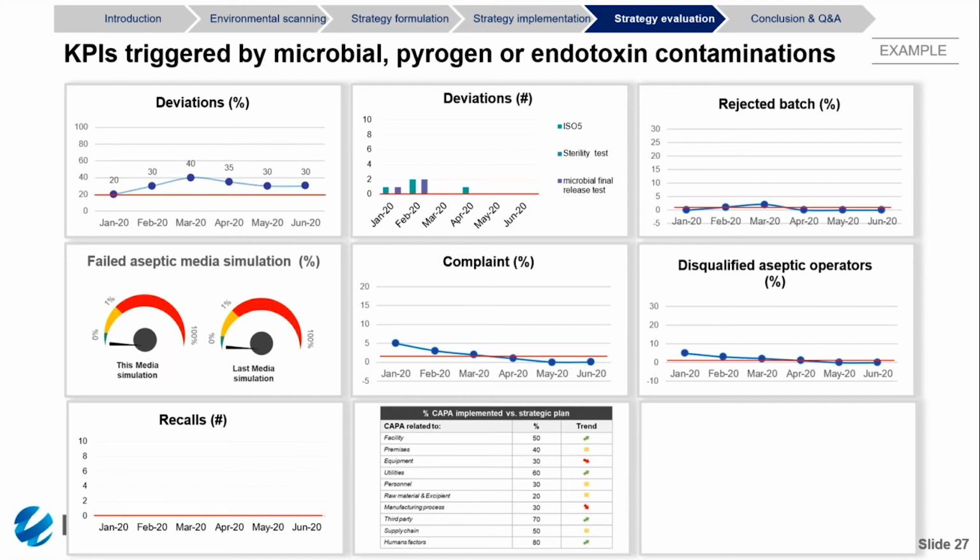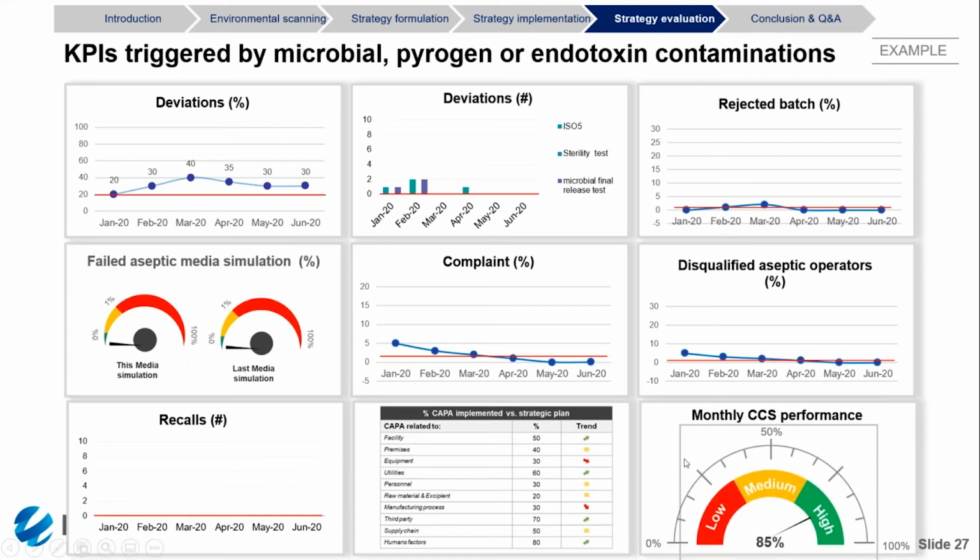But really it is what I have identified during the strategy evaluation, the elements or CAPA that I need to implement through the facility, premises, equipment, utilities, personnel, etc., to be able to reduce my overall risk, based on the previous slide that I showed you, and see if there is an increasing trend in implementation. So green, orange means there is a standby, or we haven't increased versus, for example, last month or the last 3 months, etc.